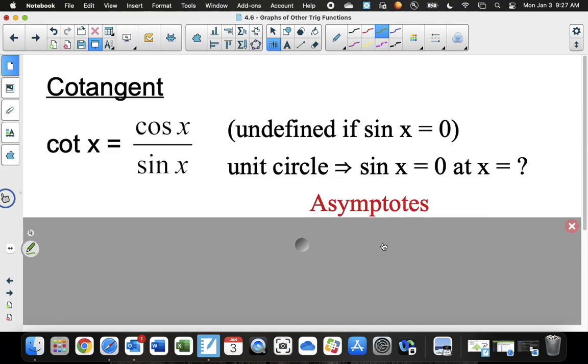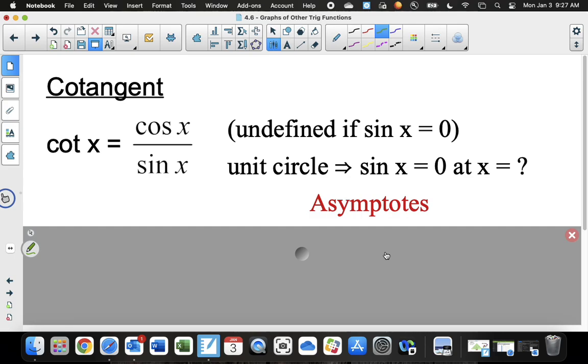So same exact idea, except now, because cotangent's the reciprocal, I no longer have to worry about where the cosine equals 0. Now I have to worry about where the sine is equal to 0, because I can't have 0 in the denominator. So wherever the sine would equal 0, it's undefined, meaning there's a vertical asymptote at that spot.